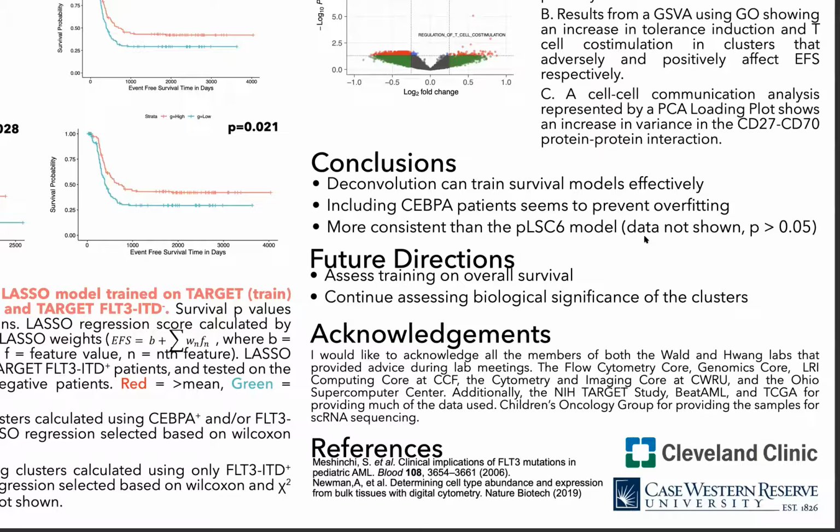What I'm looking to do next is assessing training on overall survival, because up until now I've just been doing event-free survival, and continue expanding on what I've just showed in figure 4, looking at more pathways and trying to figure out what's special about these clusters and how they're exactly affecting event-free survival.